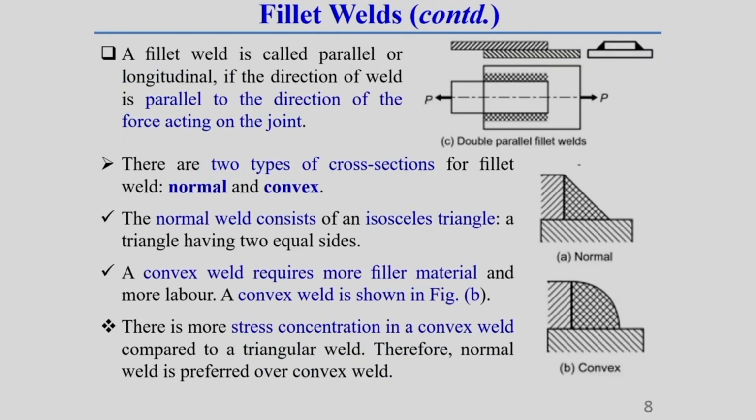Now I am going to discuss the longitudinal fillet weld. In a longitudinal fillet weld, the loading direction is parallel to the length of the fillet. You should keep this in mind. A fillet weld is called a parallel or longitudinal type of fillet weld if the direction of the weld, which is this direction here, is parallel to the direction of the force acting on the joint.